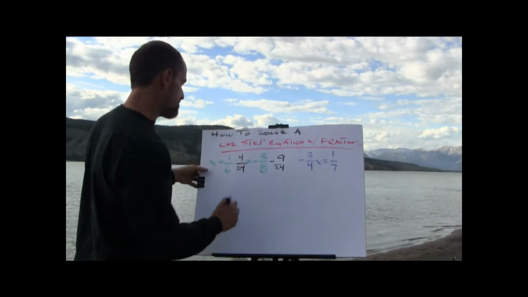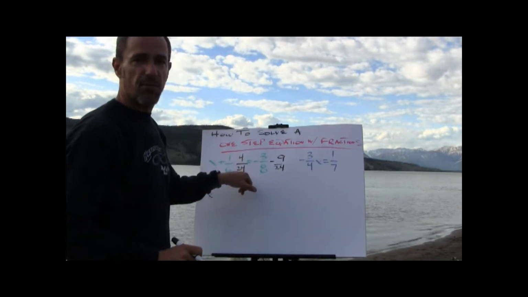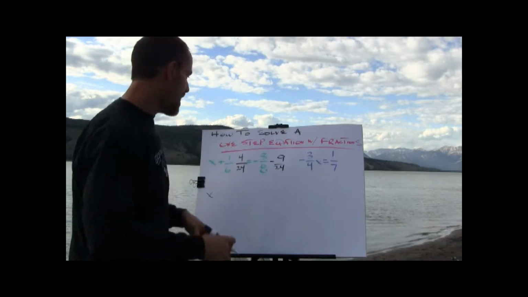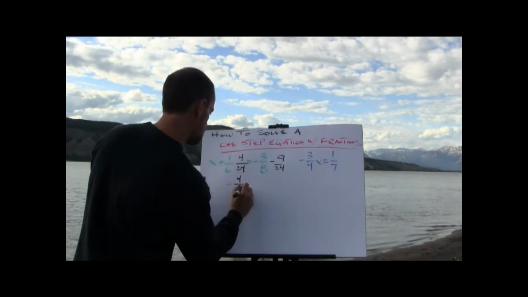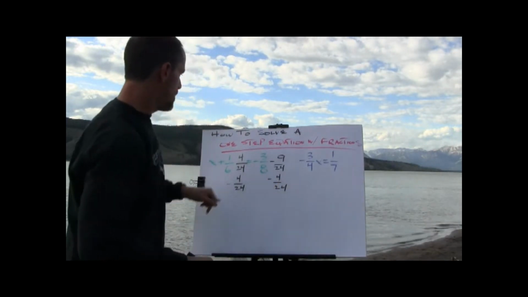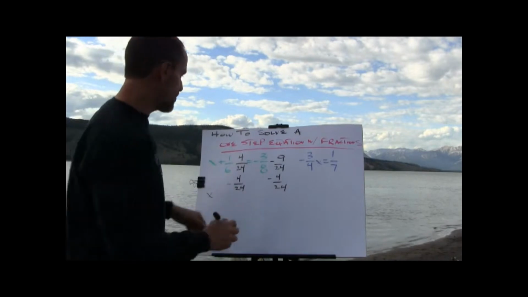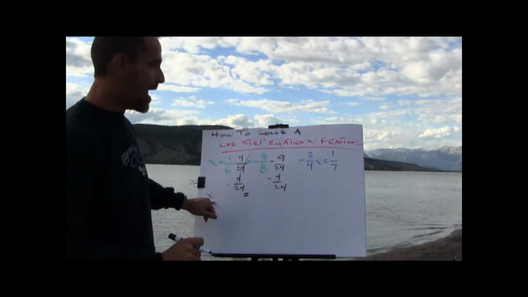Now let's solve like normal. So right now I want to get x by itself. So I need to get rid of this positive 4/24. How do I do that? I'm going to add the opposite. So I'm going to add a negative 4/24 to both sides. My positive 4/24 and my negative 4/24 are going to cancel. X is alone and happy.